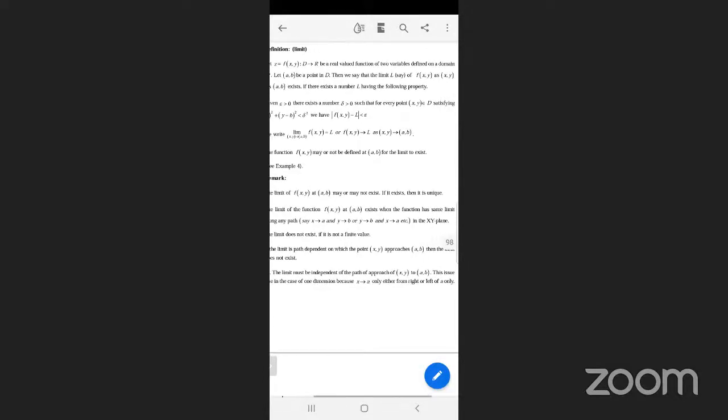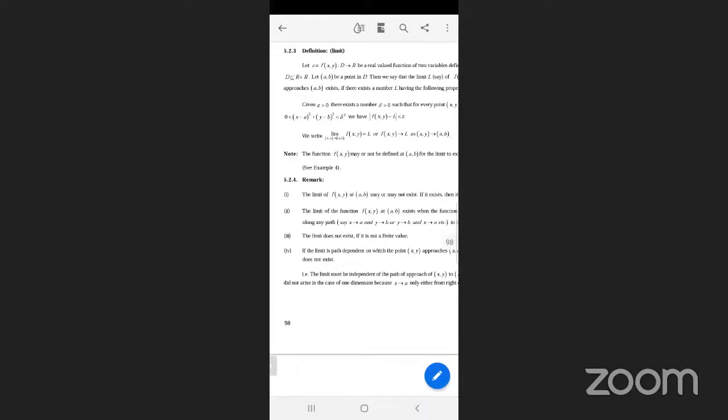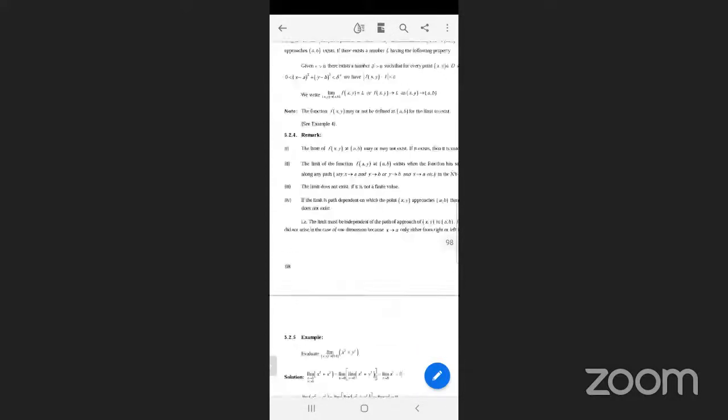Next, the second point: the limit of the function f(x, y) at (a, b) exists when the function has the same limit along the paths, say x tends to a then y tends to b, or y tends to b then x tends to a. It means here we have two variables x and y. For the given function f(x, y), if you substitute first x tends to a and second y tends to b, or else first y tends to b and second x tends to a, the answer should be the same. Suppose if you take x tends to a first, y tends to b second, the answer is 0, let us assume. Next case, if you apply first y tends to b, then x tends to a, and in that case the answer is also the same, then we can say for that kind of problem the limit exists. If both are different, then we can simply say the limit does not exist. Okay, that is the meaning of this second point.